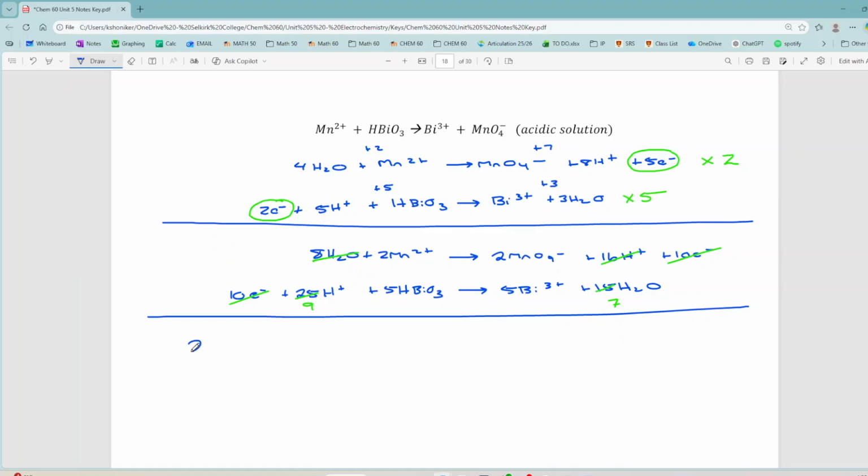So on the top, all I have left is the 2 Mn2 pluses. On the bottom, I have 9 hydrogens, and I have 5 HBiO3. And then on the right, I am going to have 2 MnO4 minus and 5 Bi3 plus and 7 waters. Fun times. All right, let's try the next one.